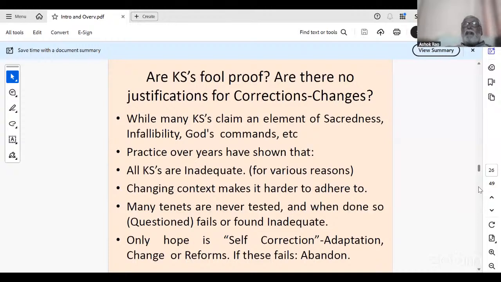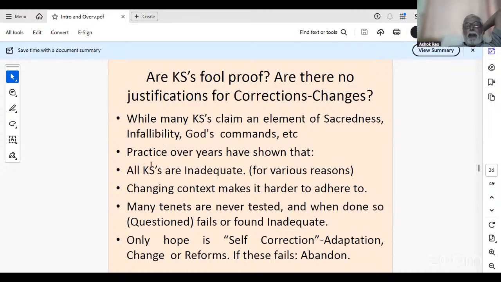So the question is, India was so rich with its knowledge system. Obviously, a knowledge system drives the society. The question is why many knowledge systems claim an element of sacredness, that is infallibility, God's command. They say this has been told by God. Who tells? Some X tells. If you ask X, did God tell you? He says, no, God didn't tell me, God told my forefather. Your forefather, was he told by God? No, no, he says his great grandfather was once told by God.